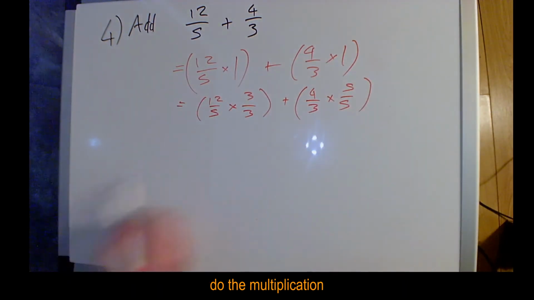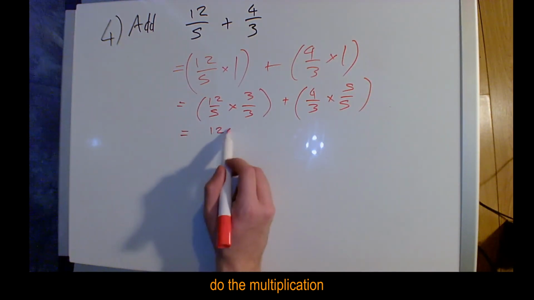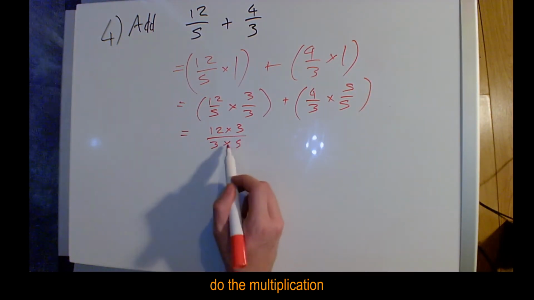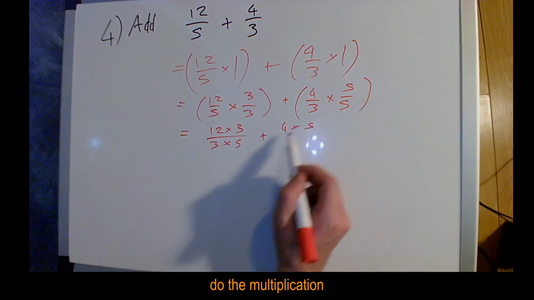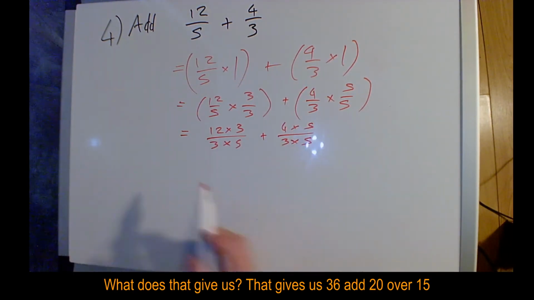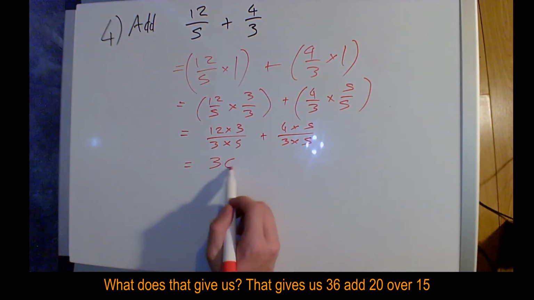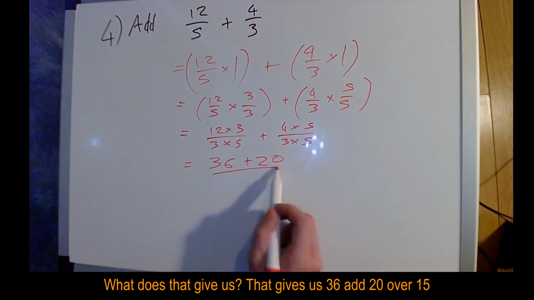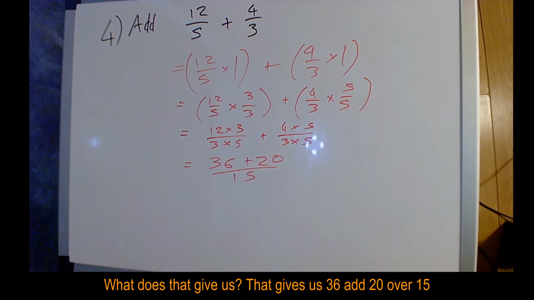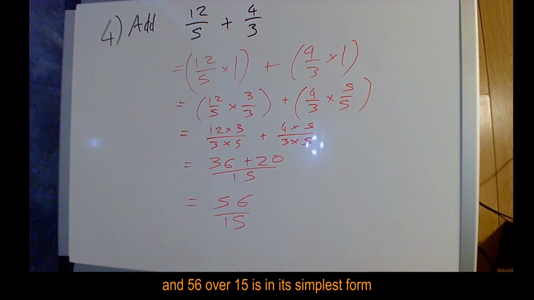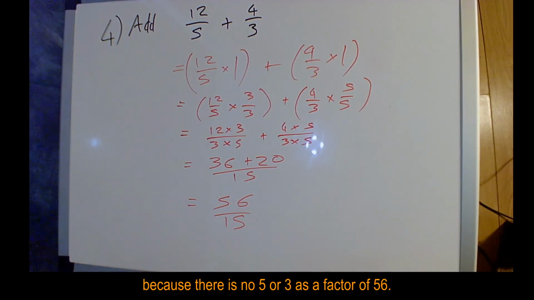Okay, now do the multiplication. What does that give us? That gives us 36 add 20 over 15. Simplify. And 56 over 15 is in its simplest form because there is no 5 or 3 as a factor of 56.